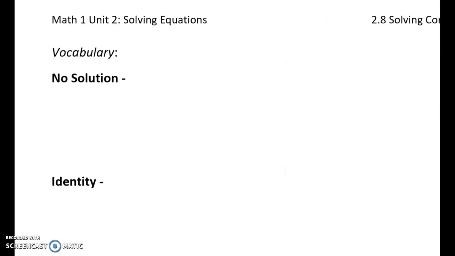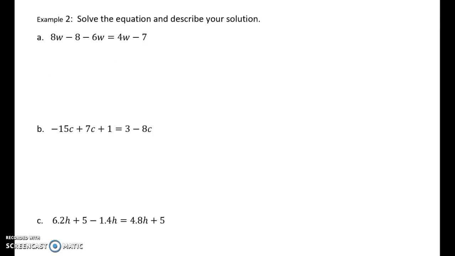All right, so the vocabulary here: no solution is just like the one for part A. And for part B, where we had infinitely many solutions or all real numbers, that particular situation is called an identity. All right, so I'll give you some time here to work on example 2 and see if you can find the solution for the variables in each of these parts and to describe your solution.